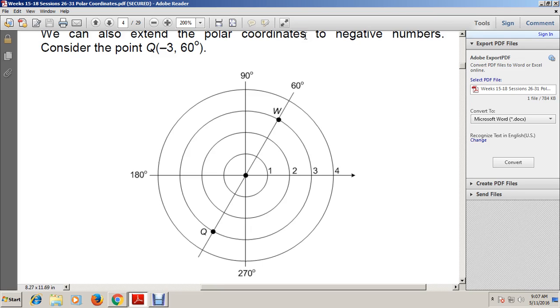Now, also from these two examples, we can see that the sign of the magnitude of the coordinate, positive 3 for W and negative 3 for Q, depends on which side we measure that coordinate. The positive sense of the measurement corresponds to a measure from the positive x-axis, while a negative sense of that measure corresponds to a measure of the coordinate from the negative x-axis.